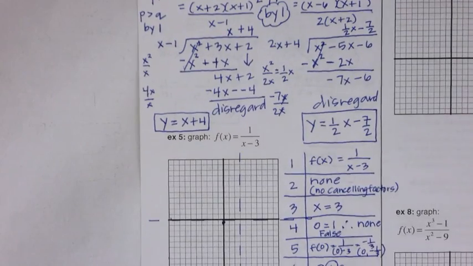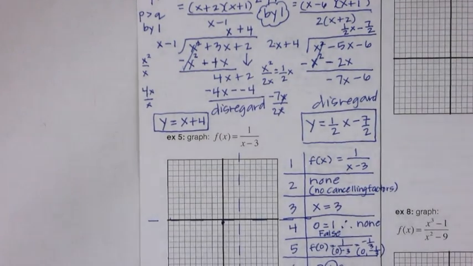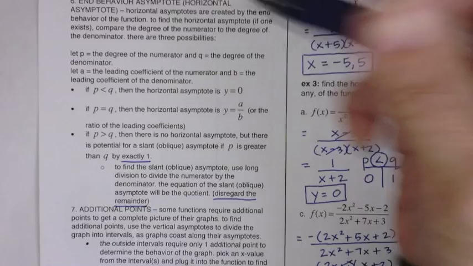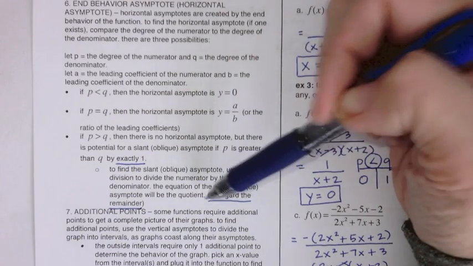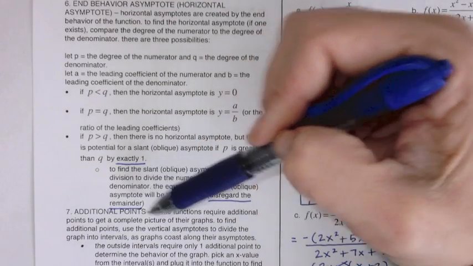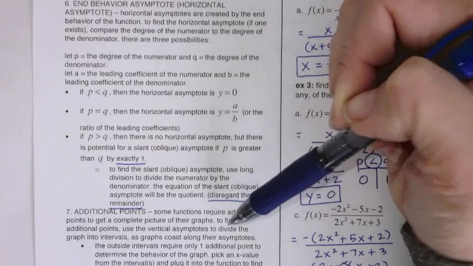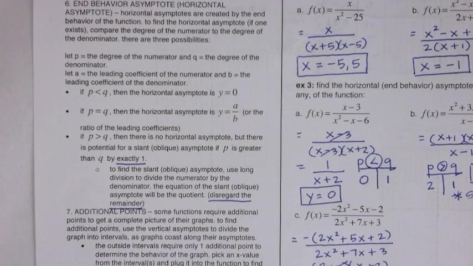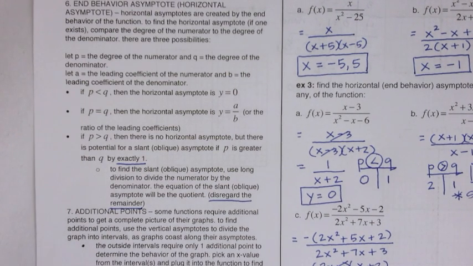Now, these graphs like to coast along their asymptotes. So if we go back here and read about these additional points: some functions require additional points to get a complete picture of their graphs. To find additional points, use the vertical asymptotes to divide the graphs into intervals, as graphs like to coast along their asymptotes. So the outside intervals require only one additional point to determine the behavior of the graph.